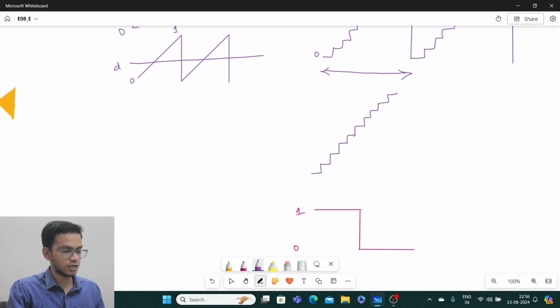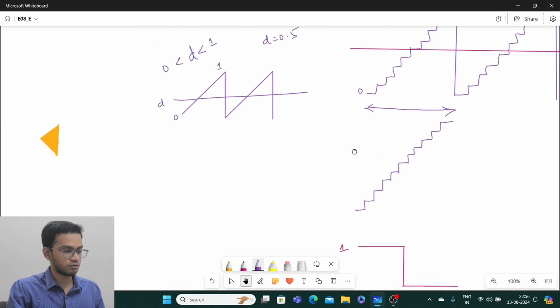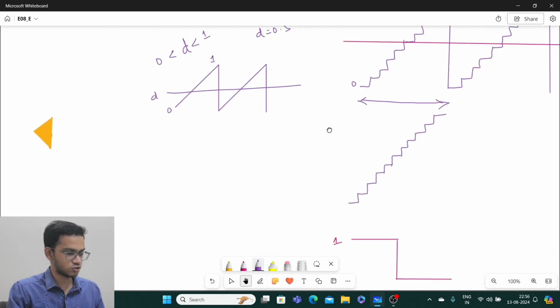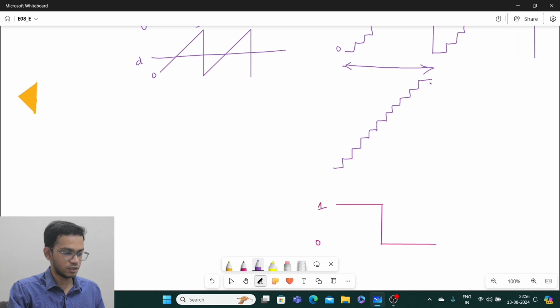6, 7, 8, 9. When it reaches 10, it will see that my counter value is 10, 1010. These two are matching, so it will stop there, and then it will be reset to 0. Whenever my counter value is resetting to 0, automatically this should go up.